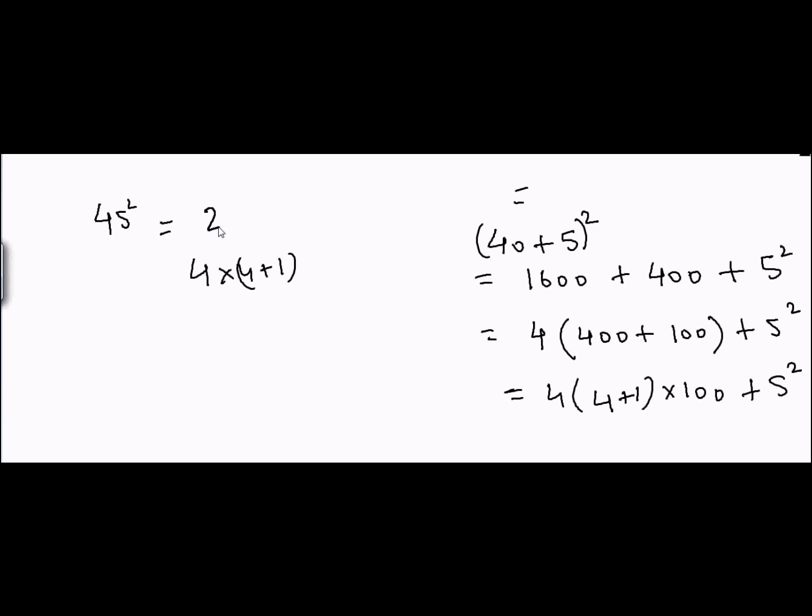So similarly, if you have to do 55 square, that will be equal to 5 into 6, that is equal to 30, and then 25 in the end. So that is how you go with this calculation. If you remember this, then it's very handy, and it's very quick to do such kind of squares.